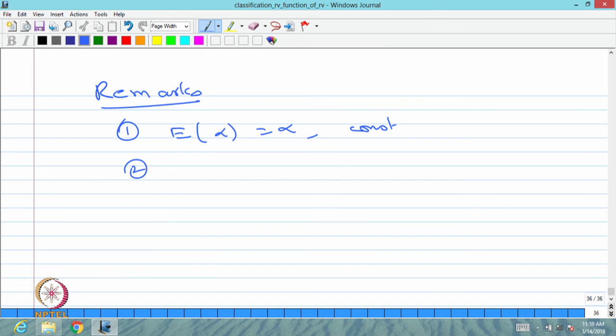As a second remark, suppose you have some constant times a random variable plus another constant, where a and b are constants. Just now we said that the expectation of a constant is a constant, but here it is a linear combination, and the constant can be taken out with the expectation of x, plus the expectation of a constant, which is the same as the constant.